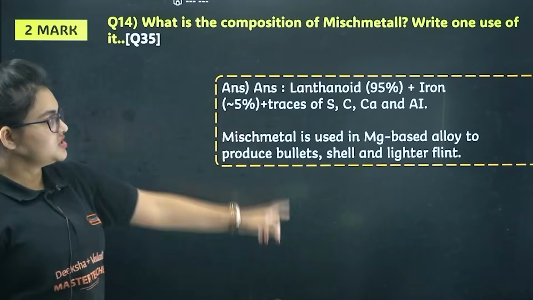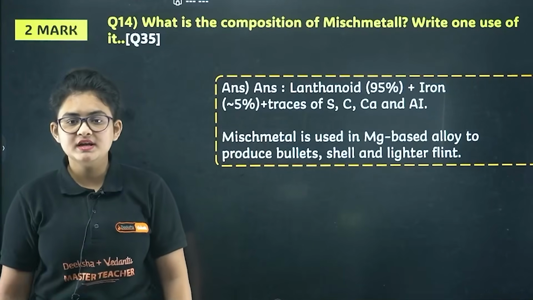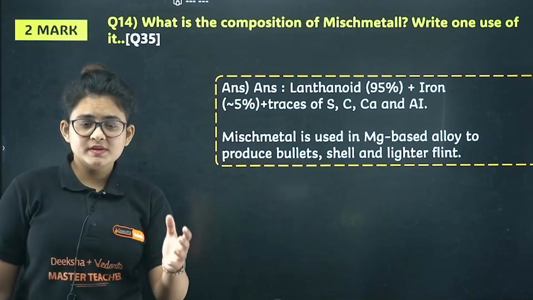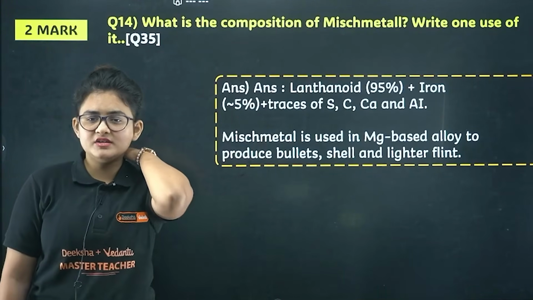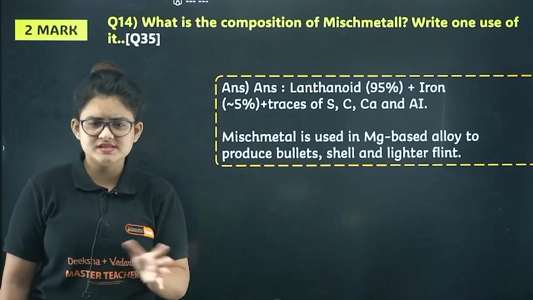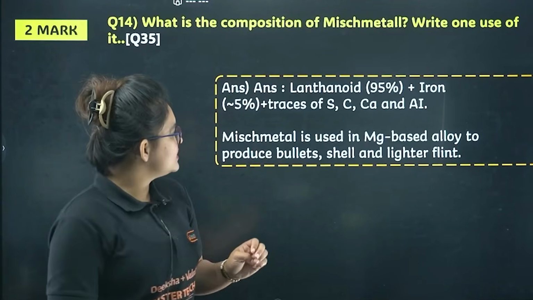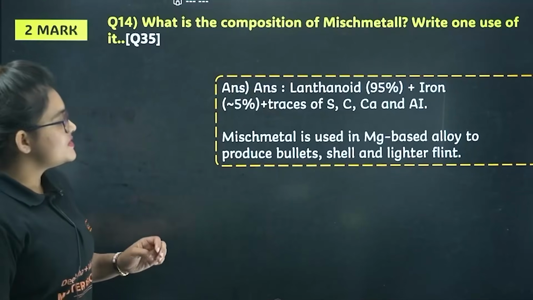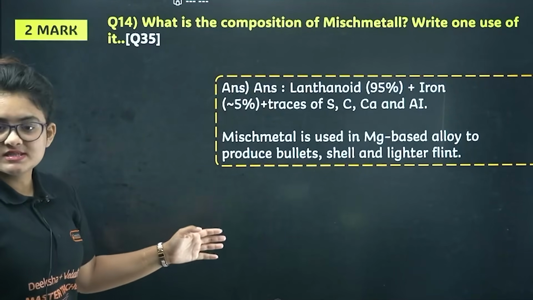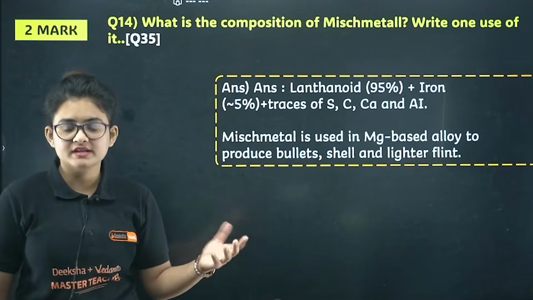So this is the composition. 95% lanthanide should be there, plus iron should be there almost 5%, and traces of sulfur and carbon should be there. Okay, and mischmetal is used in magnesium-based alloy to produce bullets, shells and lighter flints.